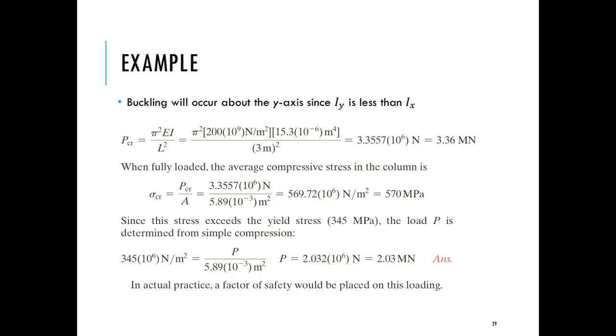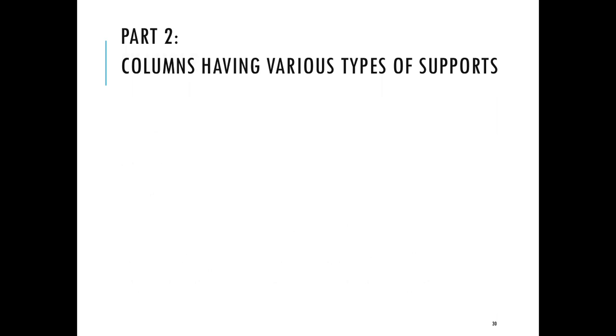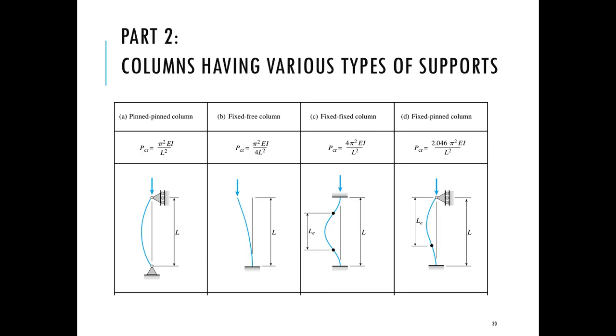So that's it for this week's lecture. I just want to briefly mention what we will be doing next week. Next week, we will look at some other types of columns. For now, we've only looked at a pin column. Next week, we'll consider what if we have columns with some other boundary conditions, so different types of supports.